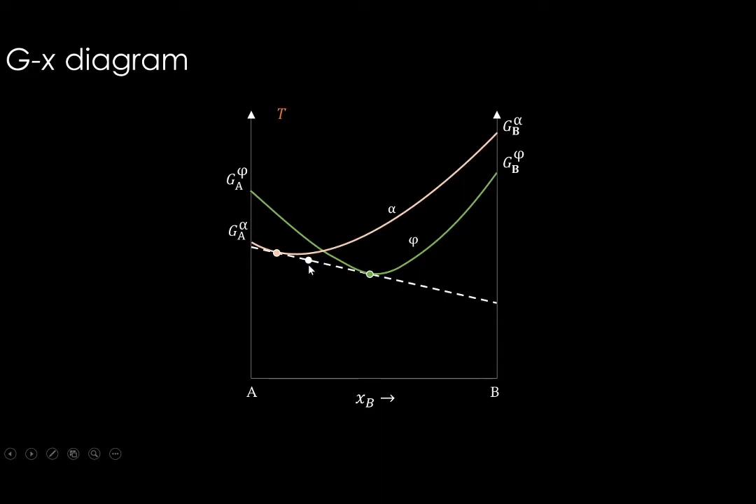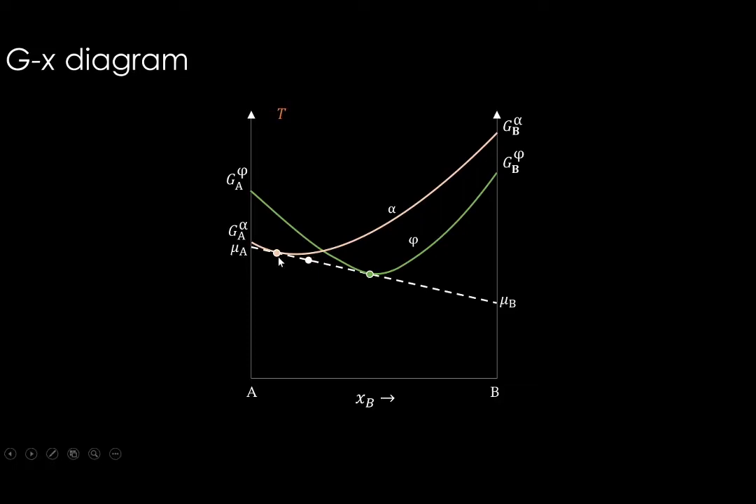Meaning, if the overall composition lies anywhere between this point and this point, we are going to get alpha and phi in equilibrium. That is a two-phase equilibrium. Fine. What is mu A and mu B here? Is this mu of A, the chemical potential of A in alpha, or the chemical potential of A in phi?